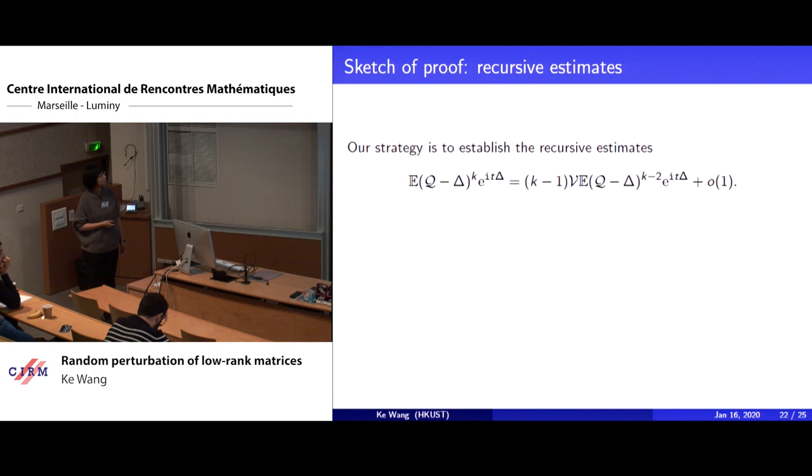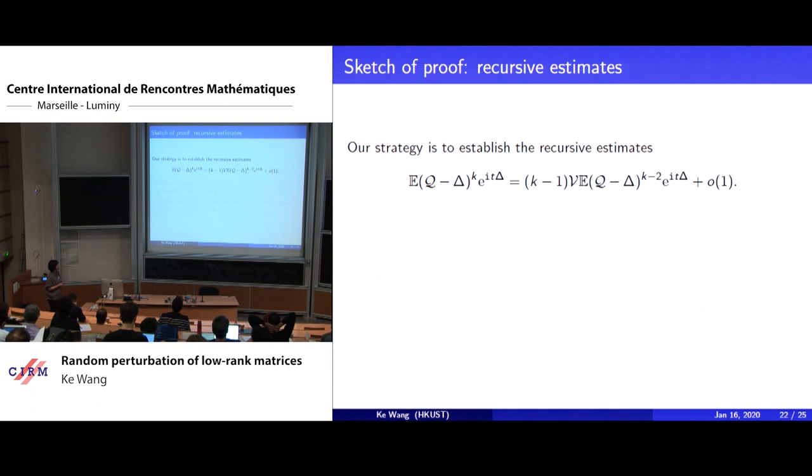So to do that, our strategy is to establish these recursive estimates. We show that the expected value of (Q − δ)^K e^{itδ} equals (K − 1) times some variance V times the expected value of (Q − δ)^{K−2} e^{itδ}, with some negligible errors. Once you have these recursive estimates, your two goals are achieved simultaneously.